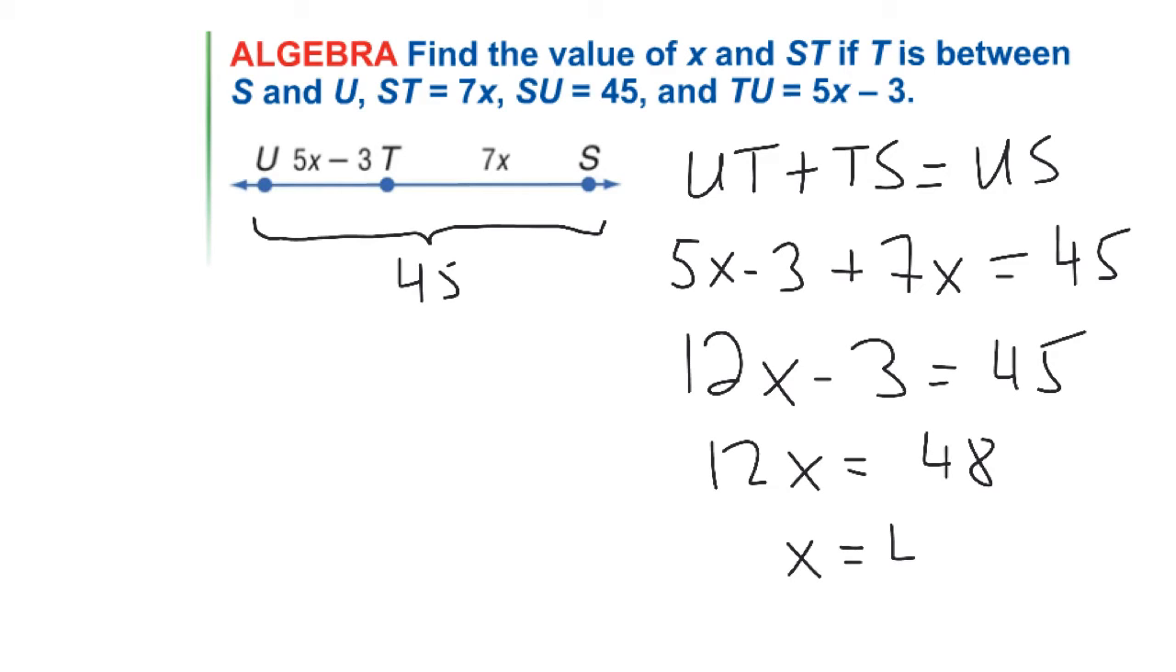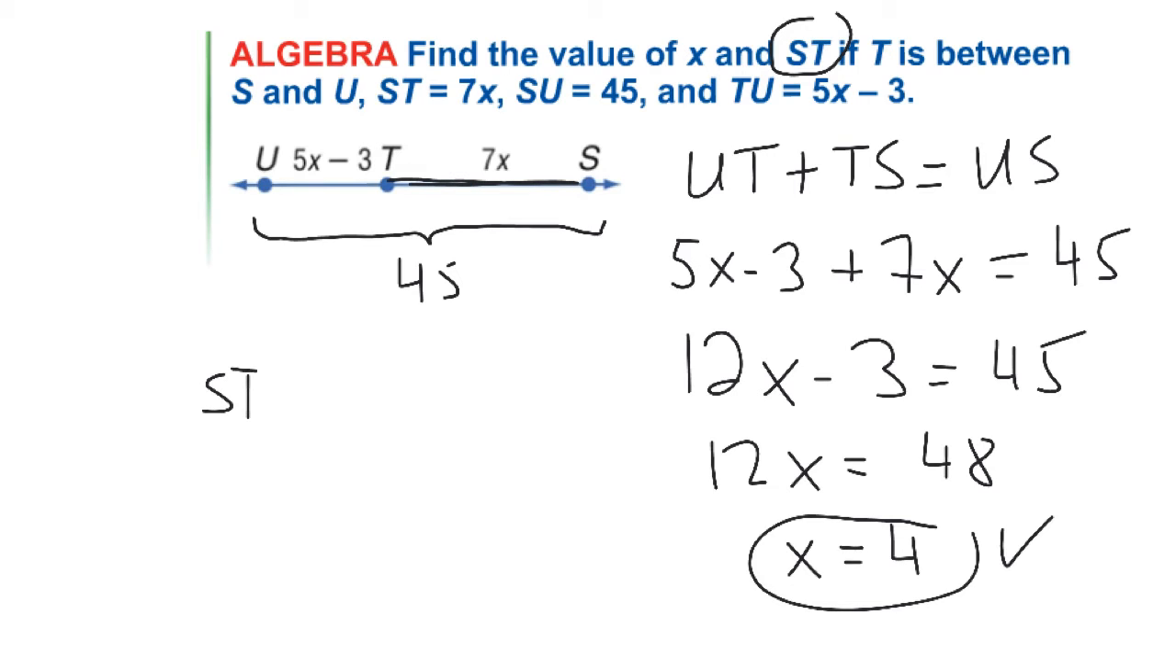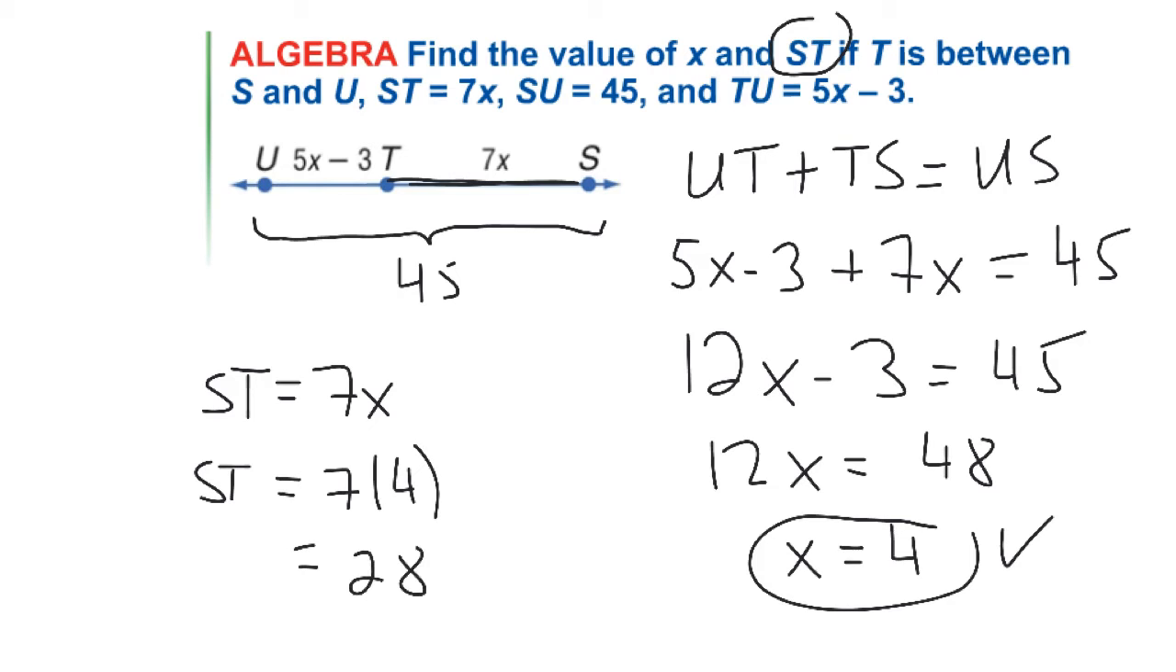Okay, please do not forget, check the question again. Find the value of x. So I found that x is equal to 4. And then find the length of segment ST. Okay, ST is this segment. So we know that ST is equal to 7x. Therefore, ST will be equal to 7 times 4, which is equal to 28 units. Okay? Very important example.